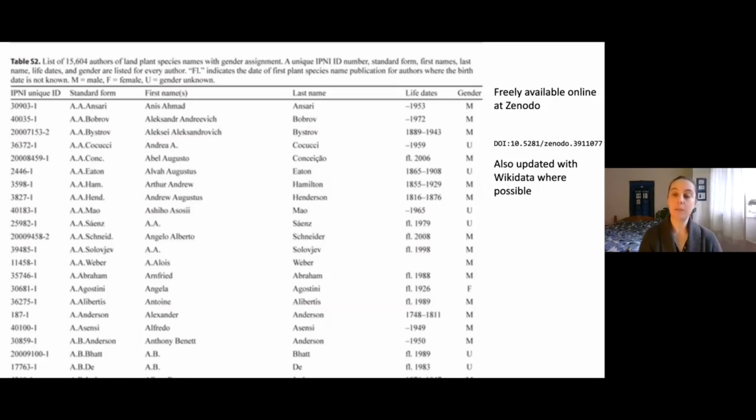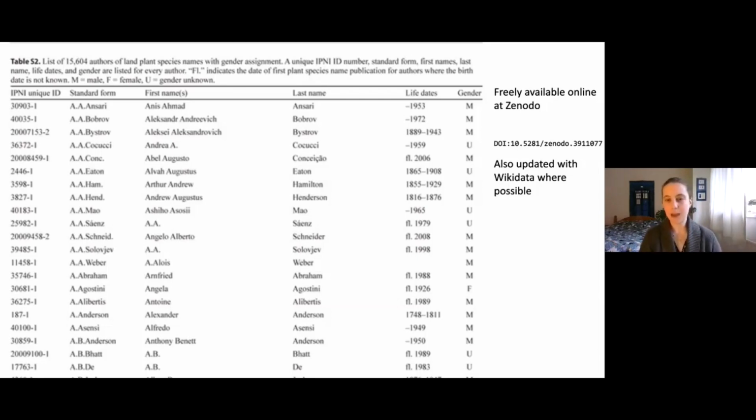And this is a freely available data set. I've put it on Zenodo. There's already been an update. And I've also updated Wikidata. It has a lot of people labeled as botanists, and they have their IPNI standard forms on there, so I was able to match up and do corrections. So it's a very lovingly curated data set.